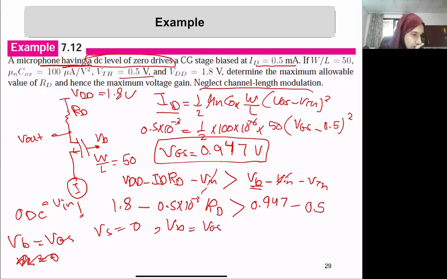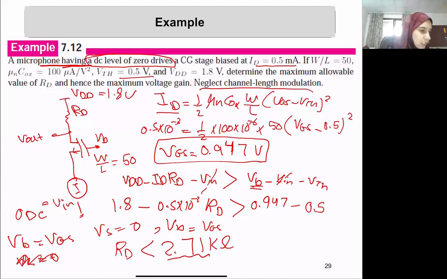Now from this calculation, if we arrange the terms, we find that RD should be less than 2.71 kilo ohm. So this is the largest value that RD can take. If you take any value larger than this, you will leave the saturation region.